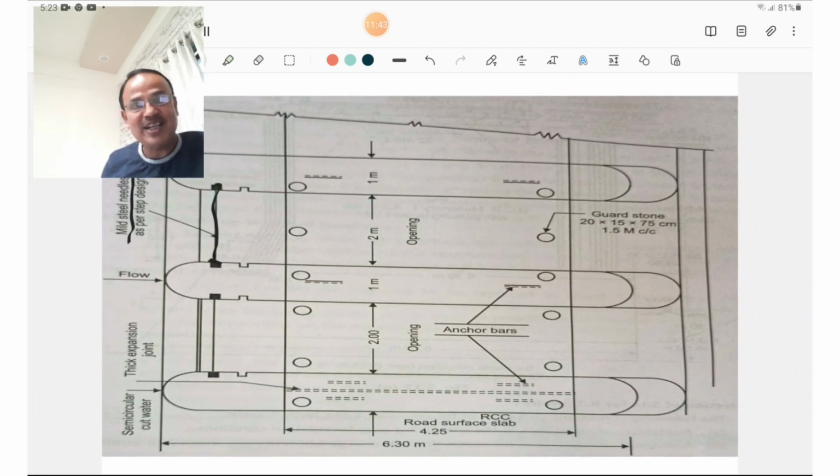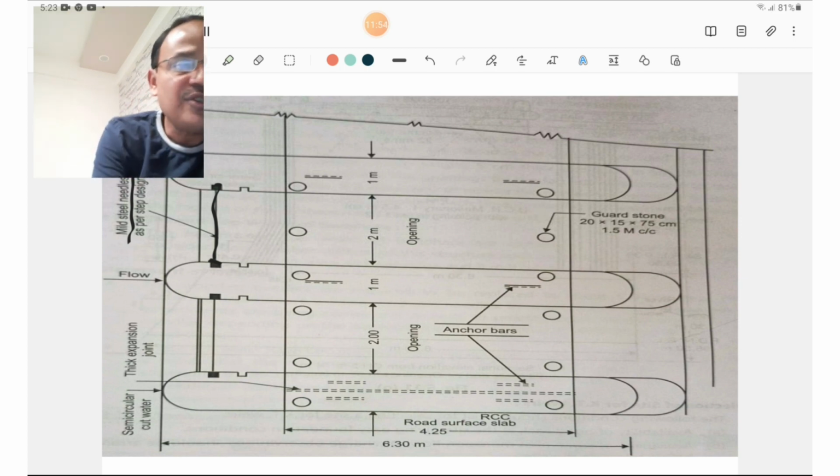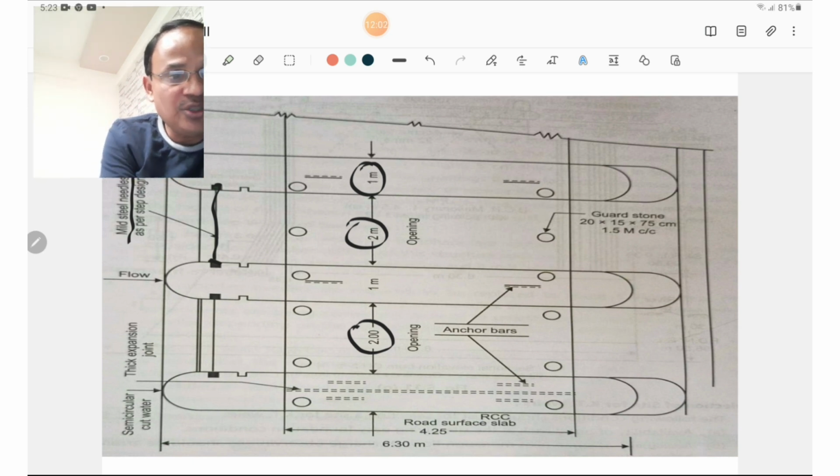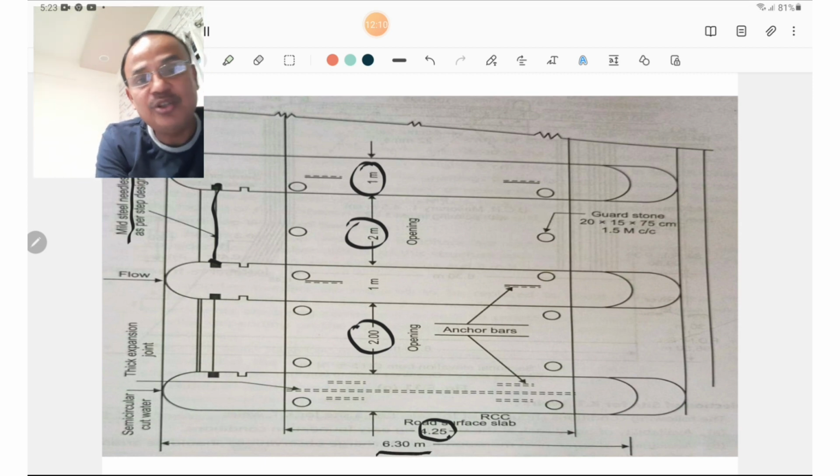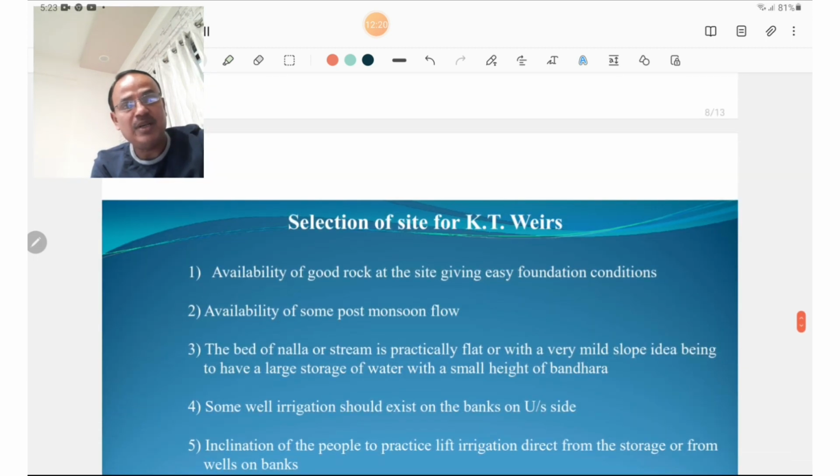You must study this KT weir from the examination point of view also. For a descriptive paper, there is a short note on Kolhapur type bandhara or KT weir. But for MCQs, you must know that the distance between two piers for a typical arrangement is 2 meter. The width of the pier is around 1 meter. The road surface slab is around 4.25 meter. The overall width is around 7 meter. So you must know all that. The mild steel needles are provided, and these are the grooves for the needles also. You must know all this arrangement for the Kolhapur type bandhara.